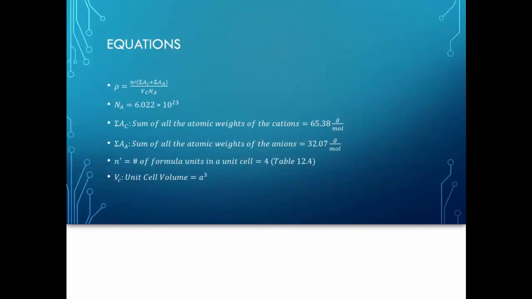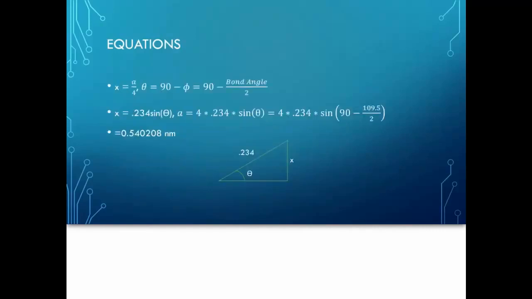And the sum of the atomic weights of the anions is just the atomic weight of sulfur, which is 32.07 grams per mole. Next, we need to find n prime, and we can see from table 12.4 that the number of formula units in the unit cell, which is what n prime is, is 4. The only variable we need to find now is Vc, which we can calculate using what we know about zinc and sulfur. Alright, so we know the zinc to sulfur distance is 0.234 nanometers, and the bond angle is 109.5 degrees.